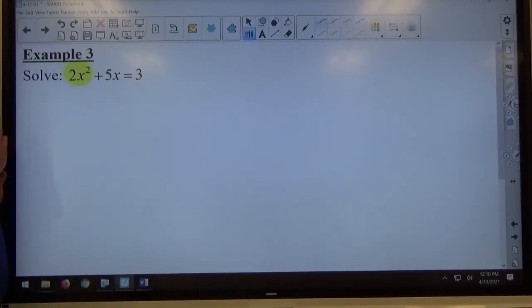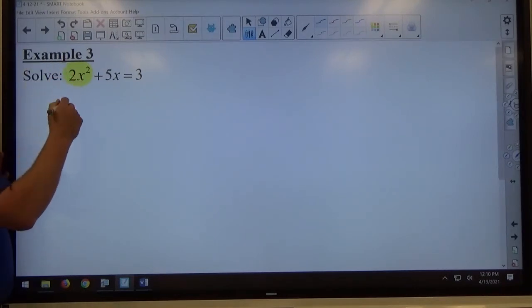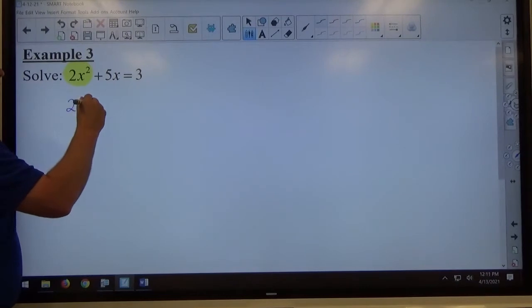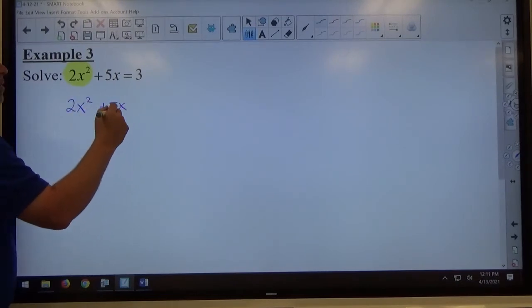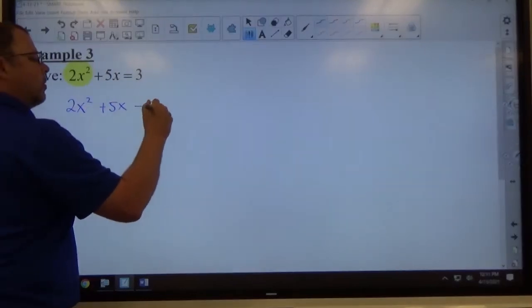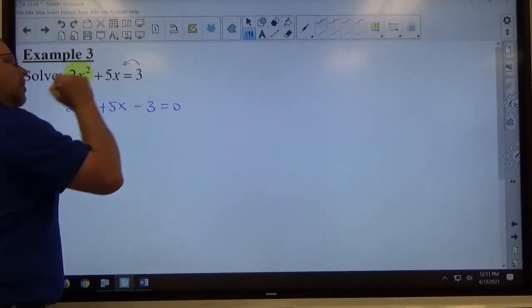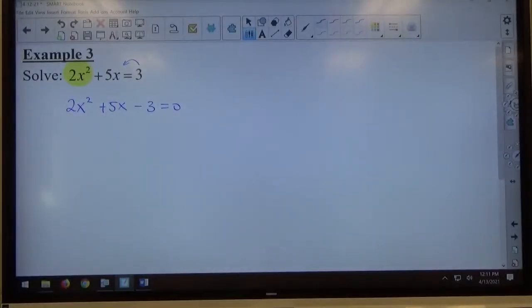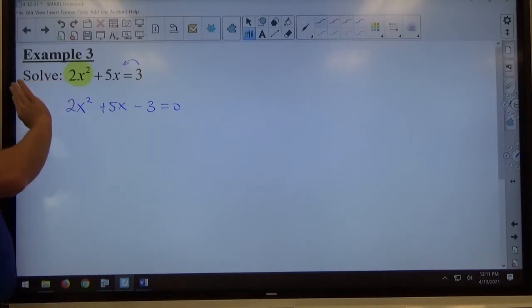I have to have everything equals 0. I want my quadratic term positive. So I'm going to keep 2x squared where it's at, since it's already positive. 5x is going to stay where it's at. I'm going to move the 3 left, becomes minus 3 equals 0. So always, first step, if you're going to use quadratic formula, you want everything equals 0, and you want the x squared term positive. So if it's already positive, leave it where it's at. If this said negative 2x squared, I would have moved everything over to the right. So again, it depends on what it says. I just like the quadratic term positive.